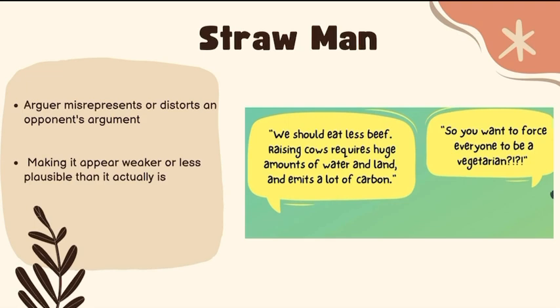Here is an example. We should eat less beef. Raising cows requires high amounts of water and land and emits a lot of carbon. So you want to force everyone to be a vegetarian.